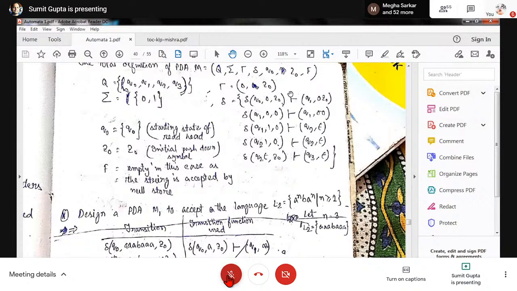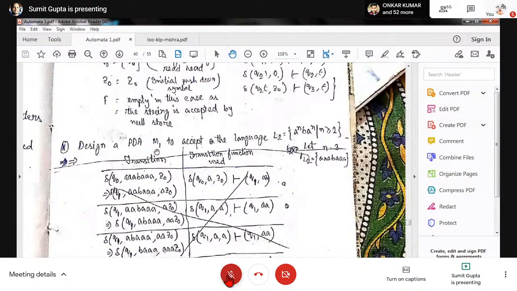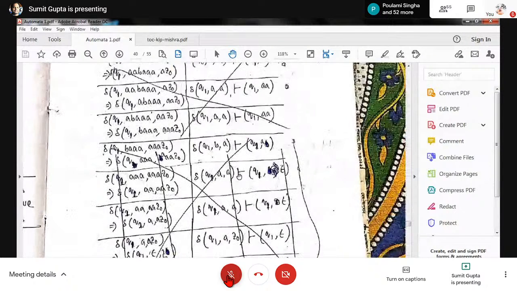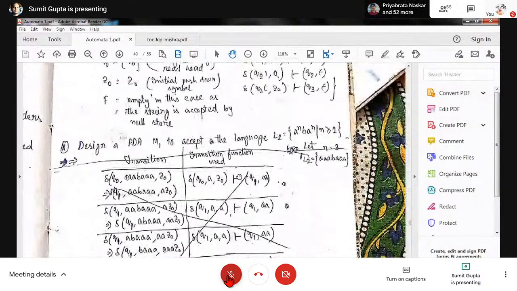Now suppose a question comes: design a PDA M1 to accept the language L2 equals A to the power N, B, A to the power N such that N greater than or equal to 1. Tell me, how to do it? What should be our approach? The solution is given below, but you tell me how we should approach this. First, we have to specify the read head initial state, that is Q0, and the push down initial symbol, that is Z0. All these things we have to specify.